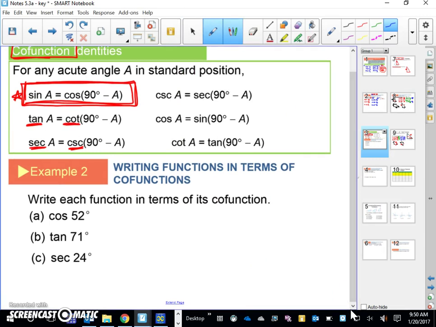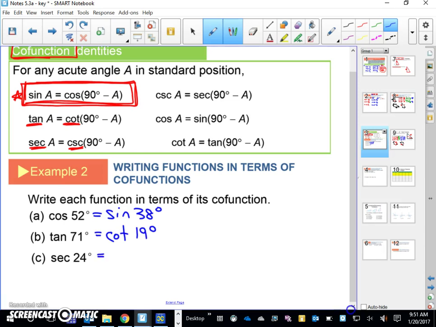So when we look at this example down here, you really should be able to do it in your head, okay? Write each function in terms of its cofunction. Well, I know cosine's cofunction is sine, and I know those angles have to add up to 90. So it's going to be sine 38 degrees. Make sure you write that degrees. Okay. Tangent and cotangent are cofunctions. And cotangent 19 degrees, because those two numbers add up to 90.